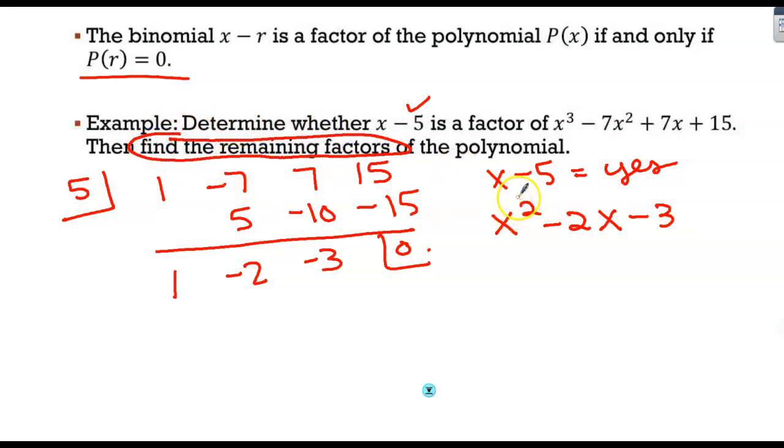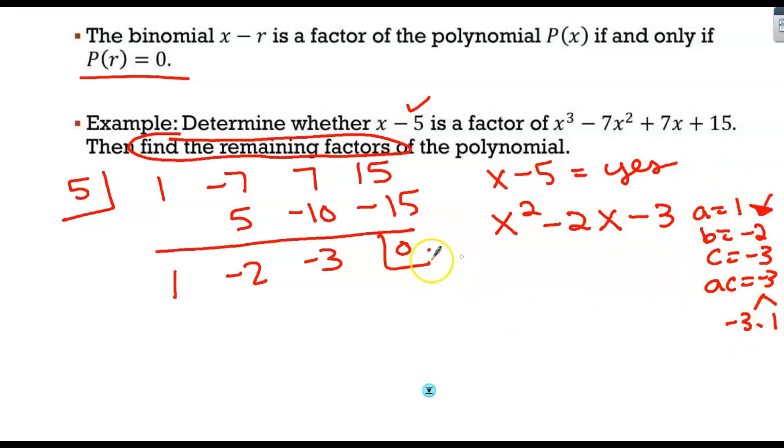So in order to find the remaining factors, I need to go ahead and factor this quadratic. A is 1, B is negative 2, C is negative 3, and A times C is again negative 3. What two numbers multiply to give me negative 3 but add up to negative 2? Negative 3 and 1. So because A is 1, I know I can just write my factors x minus 3 and x plus 1.